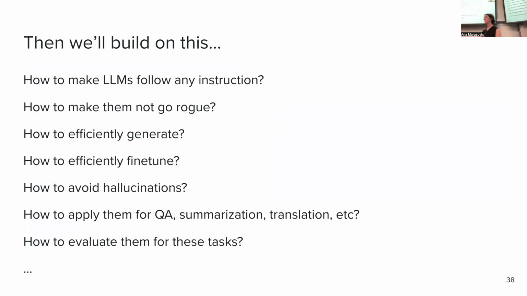But then I said, this won't be enough. And then we are going to learn how we can make LLMs follow any instruction. How can we make them not go rogue, meaning they don't spit out toxic text and hate speech as soon as you write anything? How can we efficiently use them on GPUs, or efficiently generate these tokens, especially if we have a very long context? How can we avoid hallucinations with systems like RAG? And then how do we actually apply them for all these different language technologies and evaluate them for these tasks? We are going to talk about all of that.